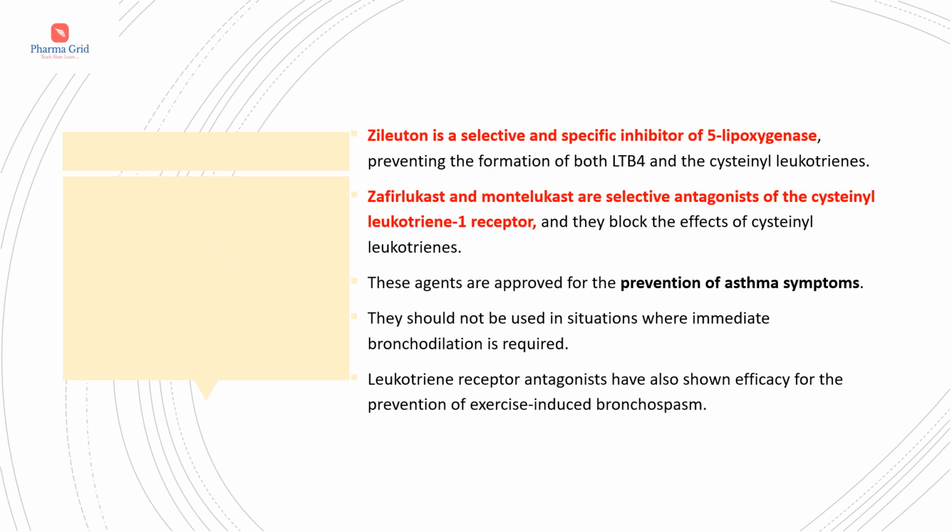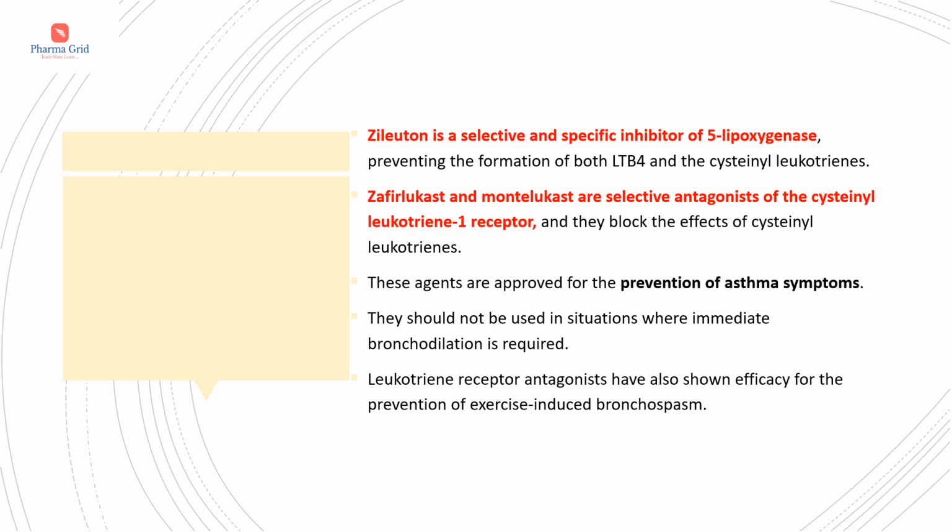Zileuton is a selective and specific inhibitor of 5-lipooxygenase, preventing the formation of both LTB4 and the cysteine leukotrienes. Zafirlukast and montelukast are selective antagonists of the cysteine leukotriene 1 receptor, and they block the effects of cysteine leukotrienes. So the drugs that come under the leukotriene modifiers include Zileuton. Zileuton is a selective and specific inhibitor of 5-lipooxygenase. Next drugs are zafirlukast and montelukast. They are leukotriene receptor antagonists.